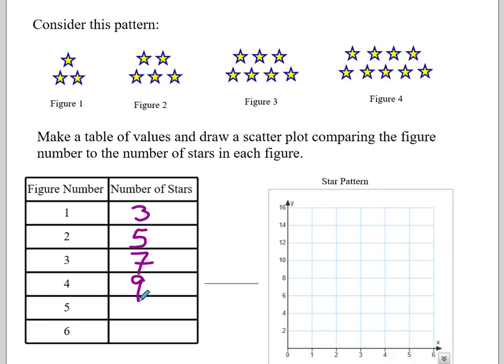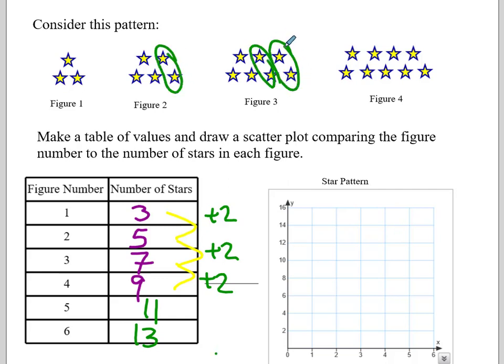Okay, and what we start to notice, how are these guys changing? Well, we start to see these are all going up by 2s. So if that pattern continues, the next entry should be 11, and then 13. And you're welcome to test this by drawing out the pattern. Okay, you can see a couple different things. You can see these 2s here. They just keep adding on.